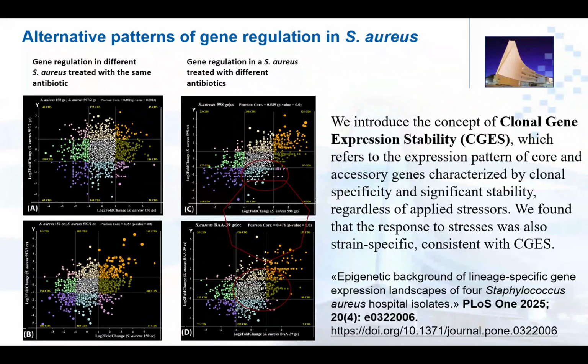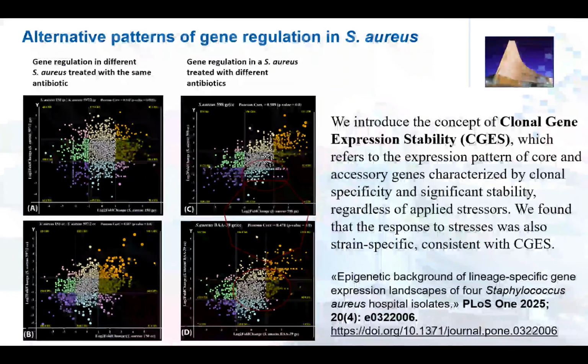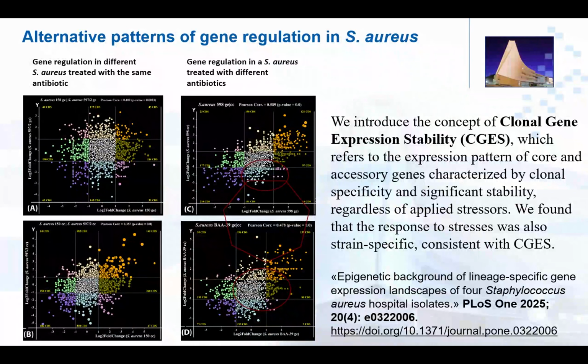of core and accessory genes characterized by clonal specificity and significant stability, regardless of applied stresses. We found also that the response to stress was also strain-specific, consistent with clonal gene expression stability. So when we're talking about personalized medicine, we have to consider not only that different patients have different organisms and require different treatment, but different bacteria having very similar genomes, very similar patterns of genes may respond differently to the same treatment with antibiotics because of this clonal gene expression stability.